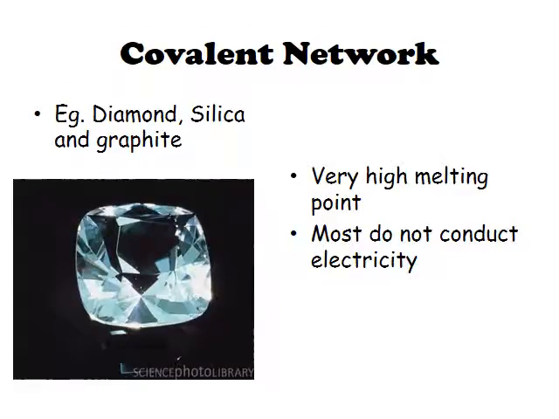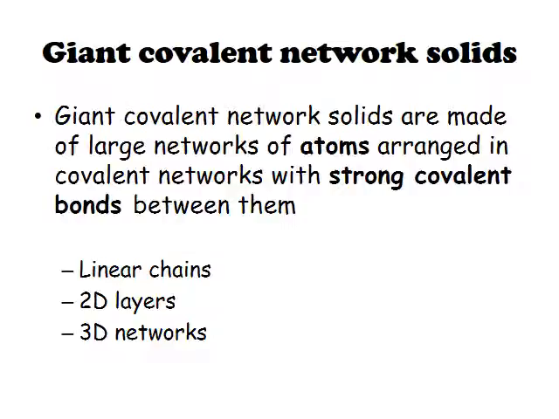So that was molecular covalent molecules. We're now looking at covalent network solids, and the three examples we'll look at are diamond, silica, and graphite. So all three have very high melting points, and most, in the case of graphite it does, but most do not conduct electricity. So why is this? Well, in terms of giant covalent network solids, they are made of large networks of atoms, and they're arranged in 3D covalent networks, and there are strong covalent bonds between them. So you have strong intramolecular bonding and also strong intermolecular bonding.